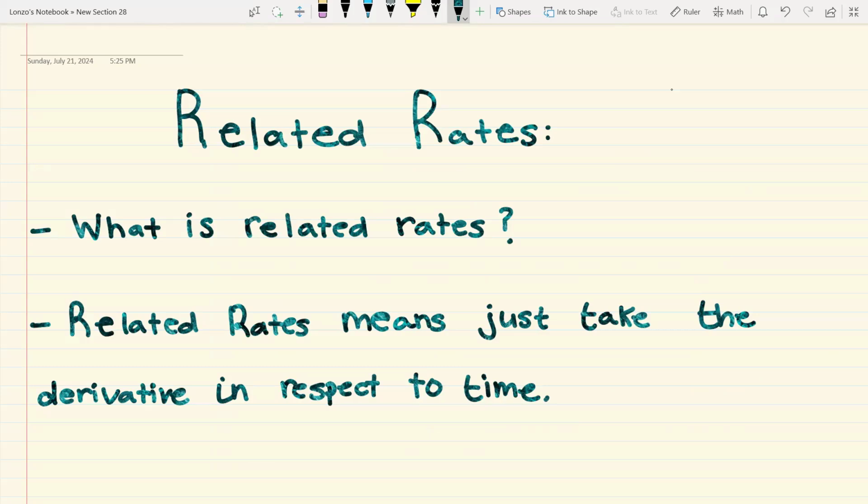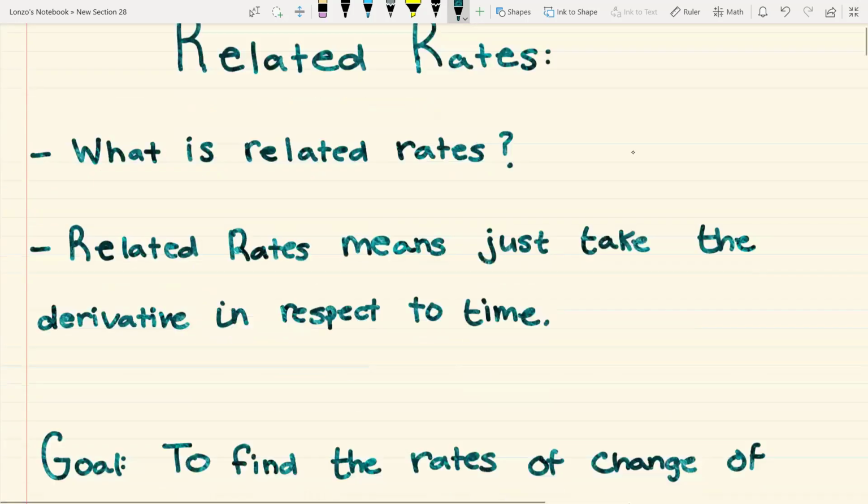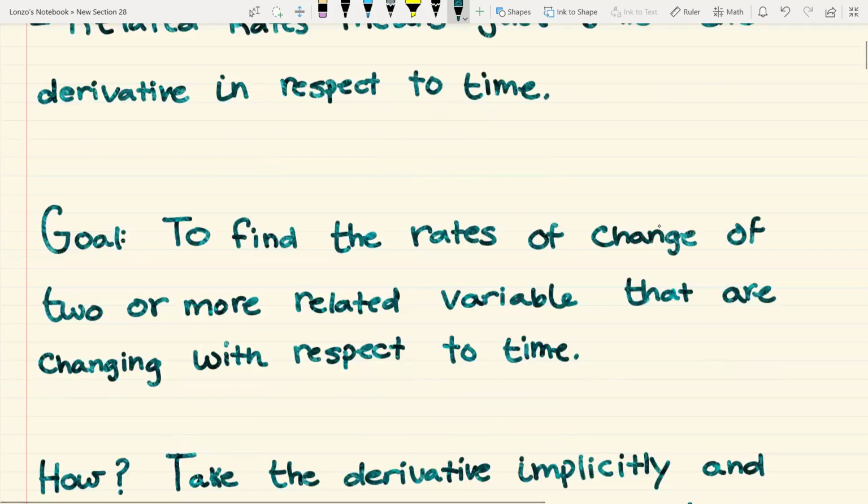Related rates are basically a reason why we had to learn derivatives. You can apply derivatives in word problems or related rates. So what is related rates? Related rates just means take the derivative with respect to time. That's all it is. Your goal is to find the rate of change of 2 or more related variables that are changing with respect to time. So it's always with respect to time.